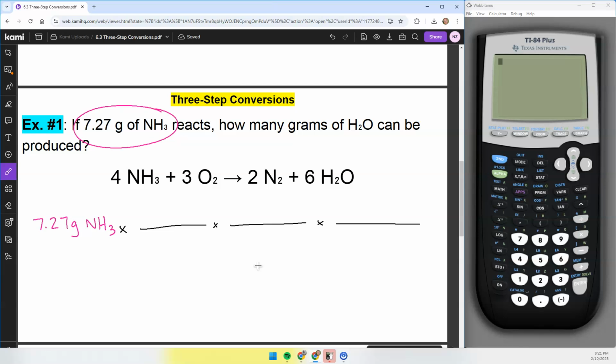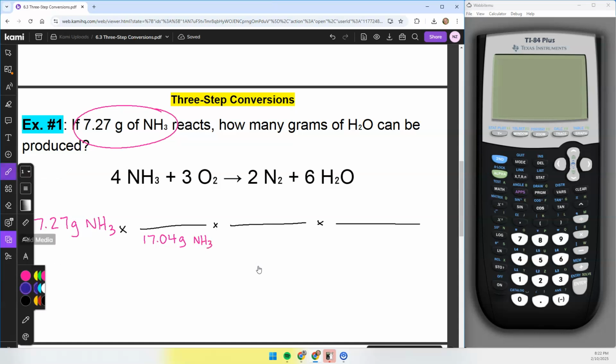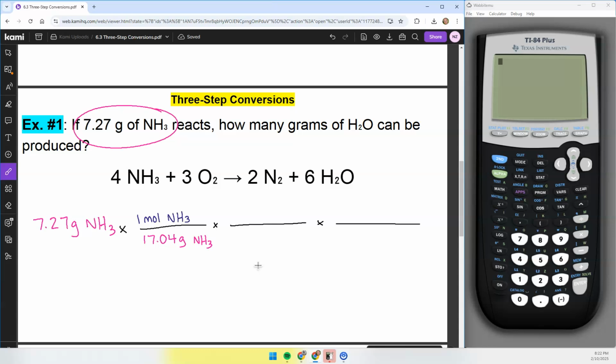Okay, so step one, we're going to turn those grams into moles. So I'm going to need the molar mass of NH3, which is 17.04. That's how many grams of NH3 are in 1 mole of NH3. Next, we're going to use a mole ratio to go from NH3 to H2O. And we just use the coefficients.